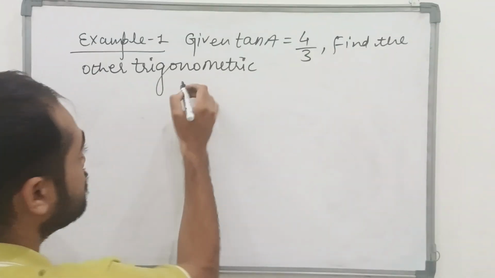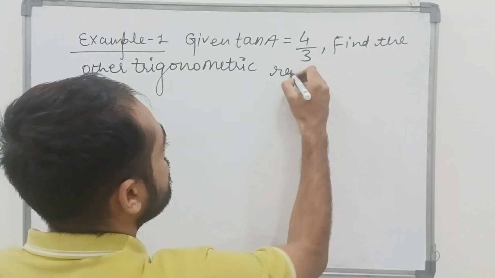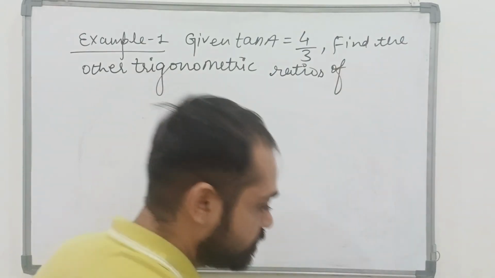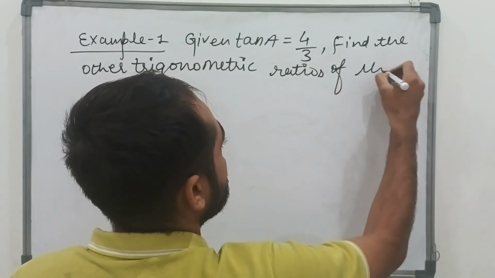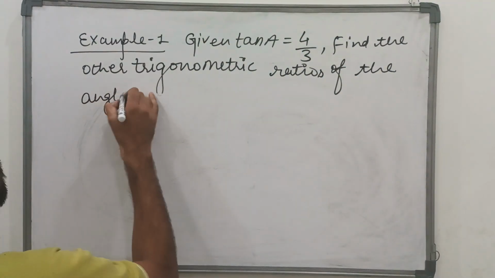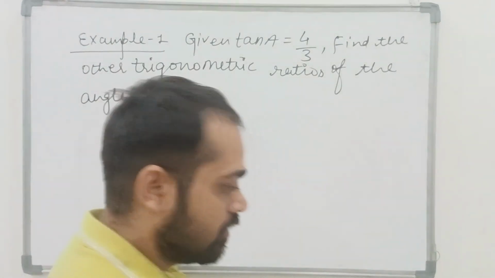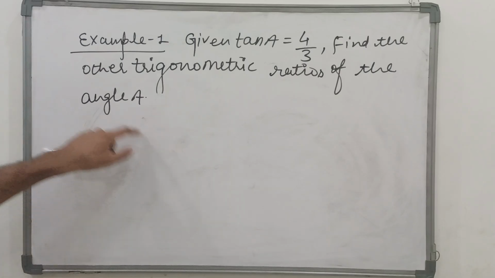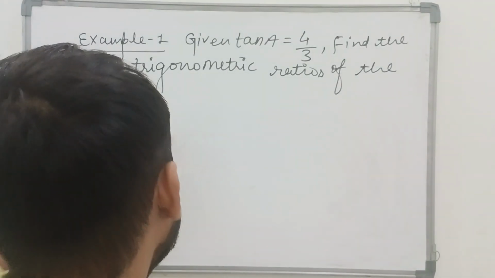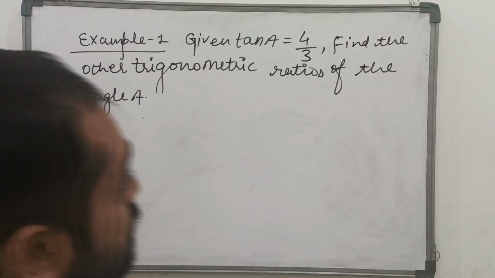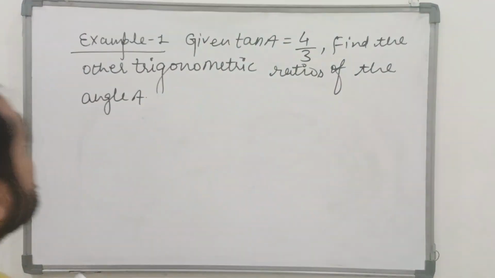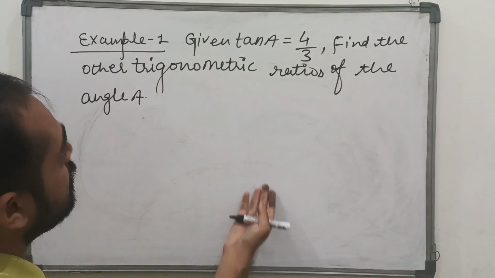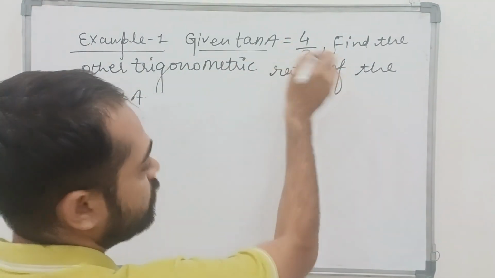So we will solve the questions on the basis of trigonometric ratios of the angle A. All trigonometry ratios we will find now. How can we find them? First of all, we will make the diagram also, with the help of the given tan A is equal to 4/3.